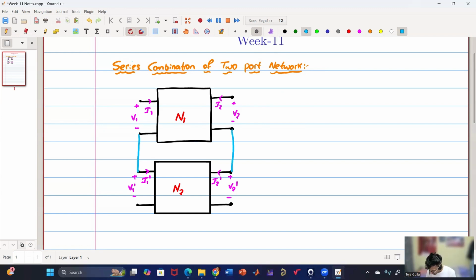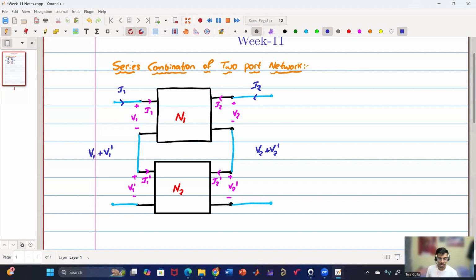So now what will be my actual input? This is my actual input, because we are supplying the voltage as a whole. So now the voltage becomes V1 plus V1 dash, and here it is V2 plus V2 dash. But if you see, current still remains the same. This is I1, and this is I2. And I1 dash will be equal to I1, and I2 equal to I2 dash, because they are connected in series. So they are taking the same current.